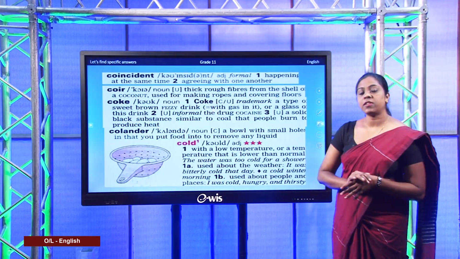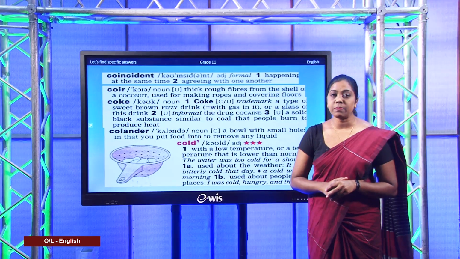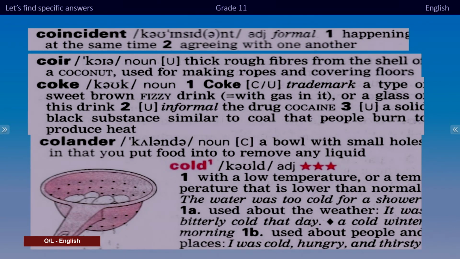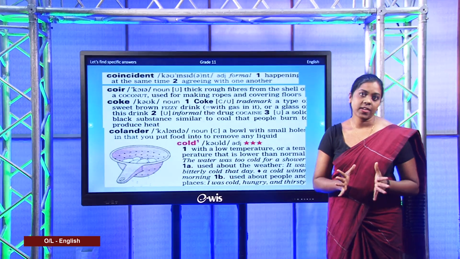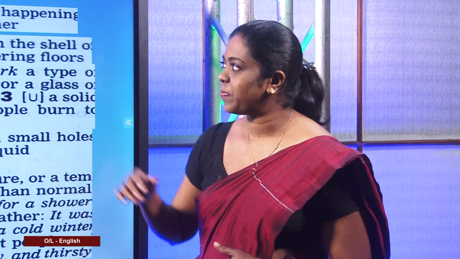Hope you are ready with your dictionary pages, and this is mine. So please make use of your dictionary and slowly go through, make use of the guideline given by the abbreviations and see whether you can find the answers for all these questions. I'll give you some time. All right, children, hope you are done now, and let's check the answers.